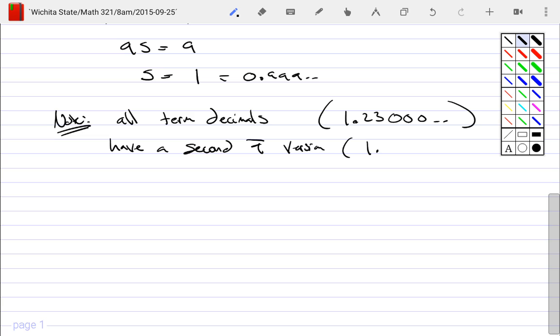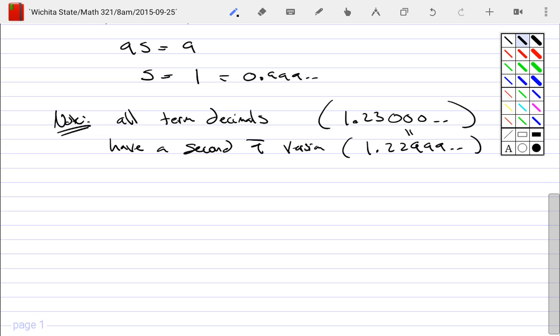In other words, that's 1.22999 repeating. Those are equal. In other words, 3 is the same thing as 2.99999999. So it ends up being that fractions, right? Terminating decimals are actually a rational number.